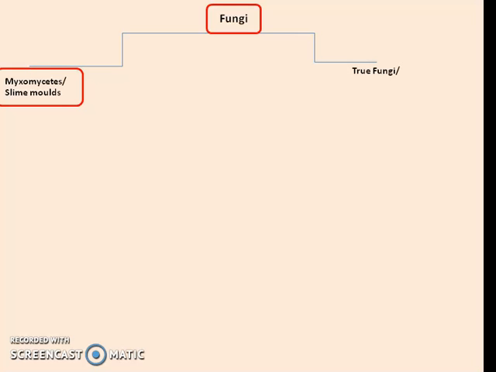Fungi are classified by scientist G.M. Smith into two major components: myxomycetes, which are considered as primitive fungi, also referred to as slime molds, and true fungi, or what we call eumycetes, which are considered true fungi because they possess a cell wall. I will see the next level of classification in this.